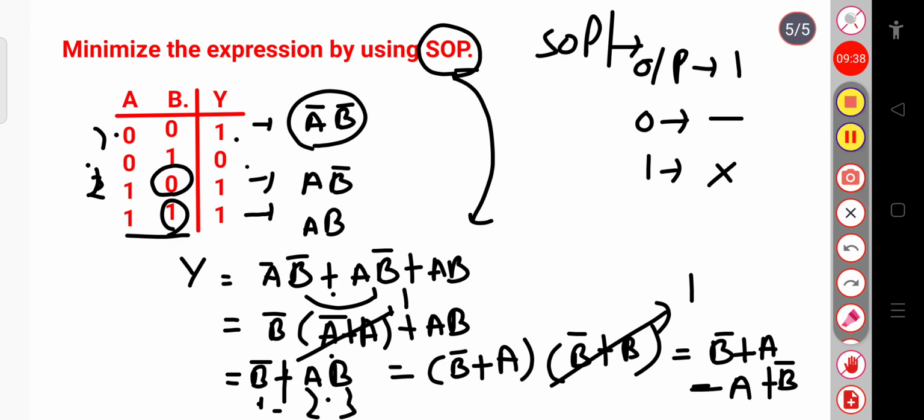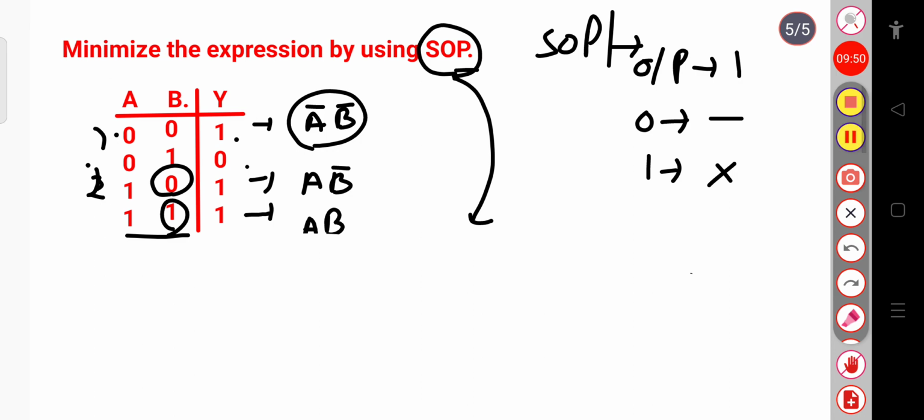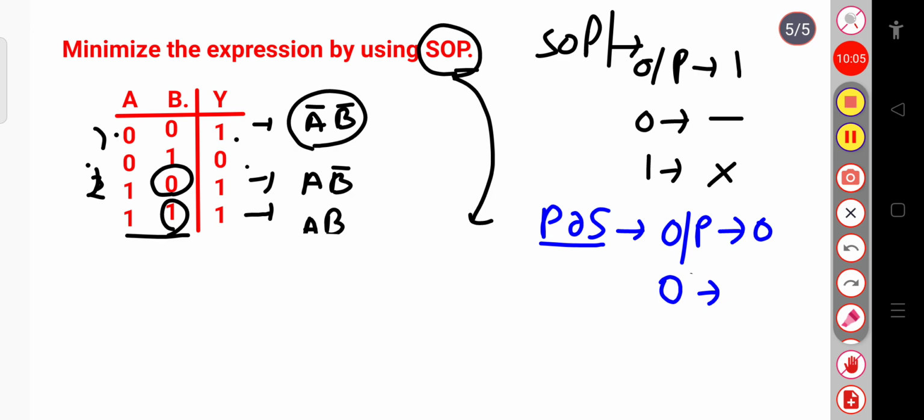Similarly, in this question, if you have to minimize the expression by using POS, we are going to calculate the POS form. So, let me erase this. First of all, let me write for the POS term, our output we will take to be 0. It means that for a 0 terminal we have to consider no bar, and for 1 we will give the bar sign. Okay, this much you need to remember.